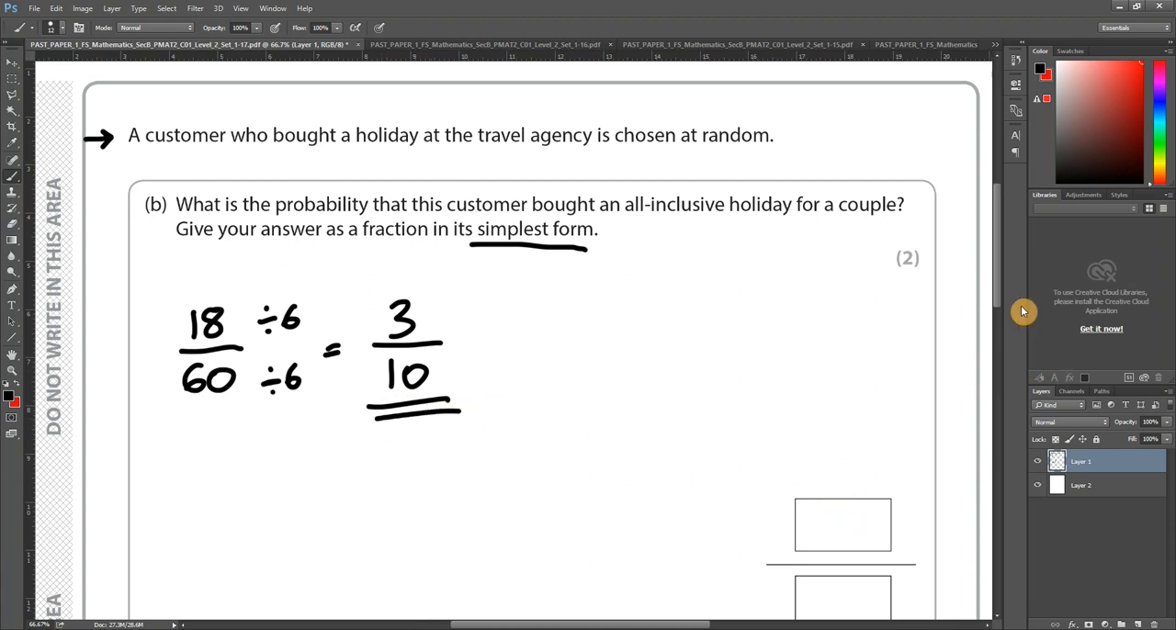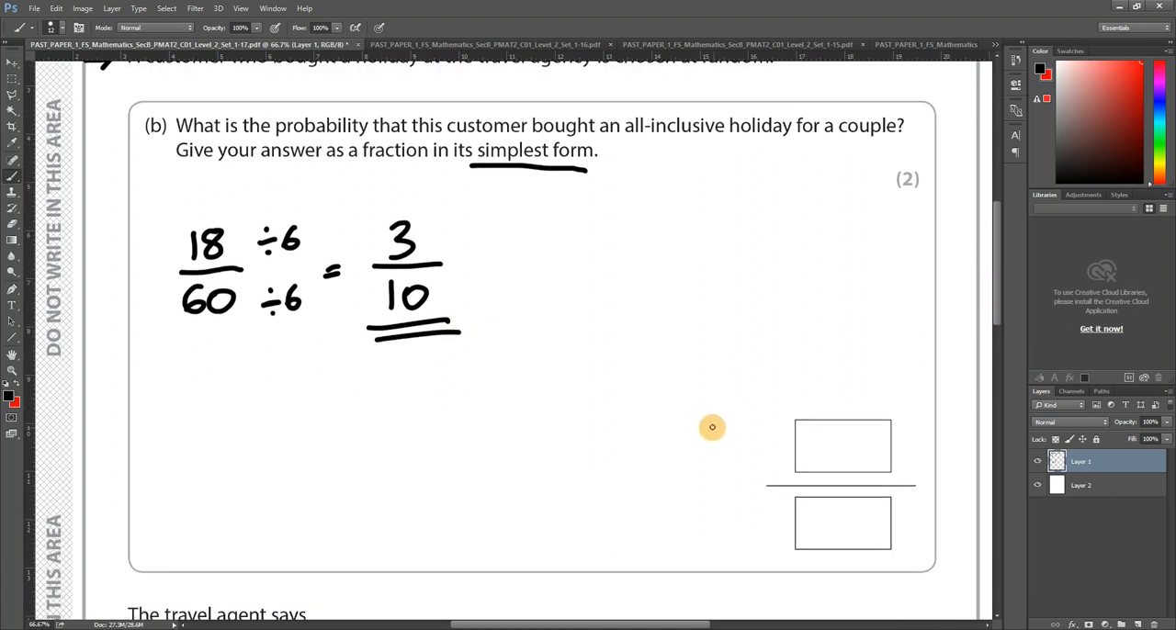Yeah, don't forget to put it in the answer box here, because they have given you the answer box, you know. So I think it's a good idea to write it in here. 2 marks for that. I could have done it in stages as well, or, you know, just use your calculator, which I did, and it'll simplify it for you. It'll do all the hard work.